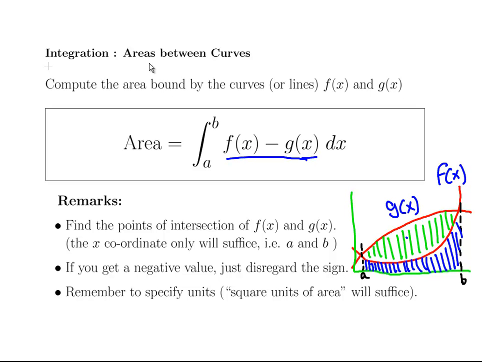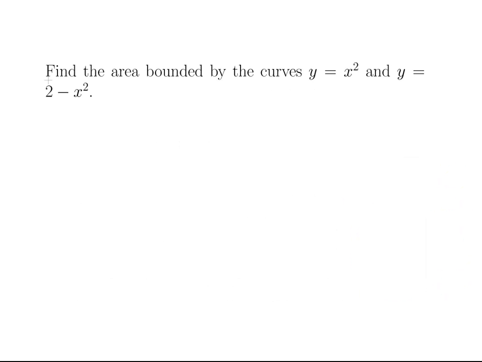The first of our examples is as follows, when the page comes up. There we go. Find the area bound by the curves y equals x squared and y equals 2 minus x squared. Just as a quick remark, this is a quadratic curve and this is also a quadratic curve. The reason I know that is the highest power is 2 in both cases. This curve we'll call g of x, and this curve we will call f of x.